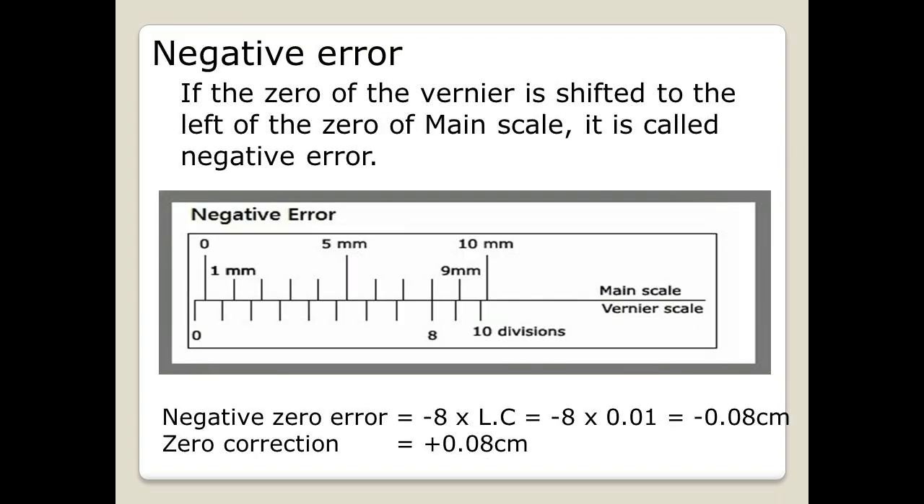To check negative error, you have to look at the main scale and vernier scale again. If the zero of the vernier is shifted to the left of the zero of the main scale, it is called negative error. Now you have to check which division of the vernier coincides with the main scale. The eighth division coincides. So negative zero error is minus 8 into least count, that is 0.01. When you multiply these two, you get minus 0.08 centimeter. So here it is a negative zero error, so you have to correct by plus 0.08 centimeter.